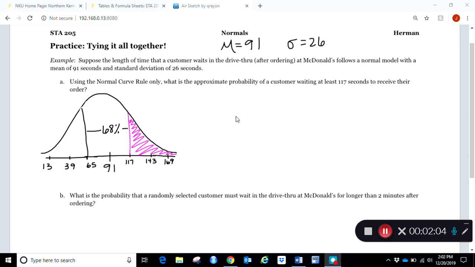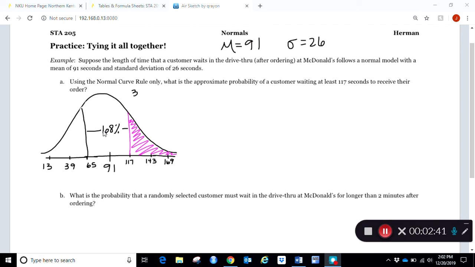So this problem specifically asks us to use that normal curve rule, or the 68%, 95%, 99.7% idea. The 117 falls perfectly one standard deviation above the mean. I know from this normal curve rule that 68% falls within one standard deviation in either direction of the mean. So that's where my 68% comes from. So I already have 68% on my picture. That means I have 32% left that I can add to the picture.